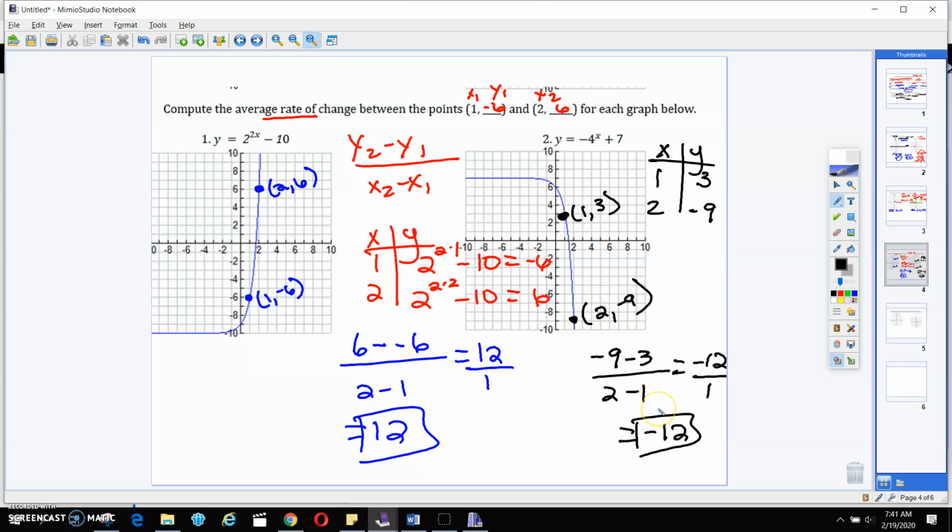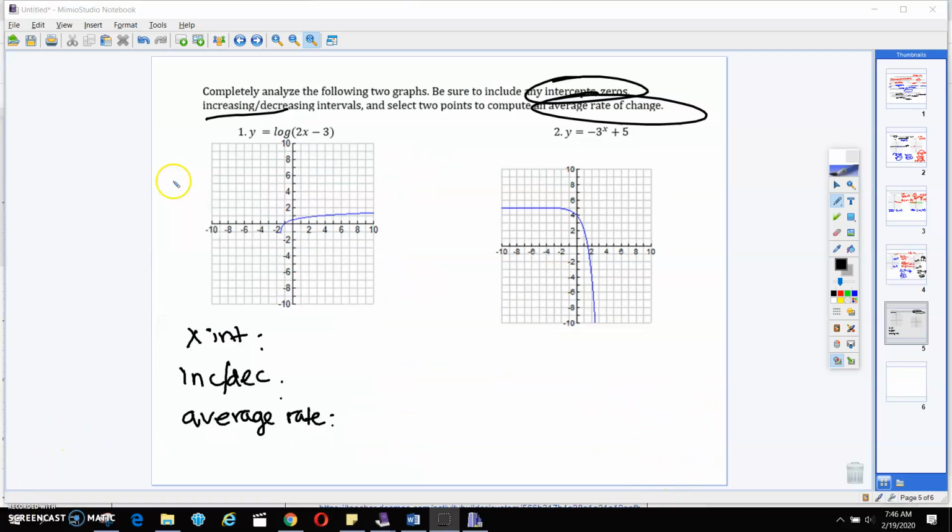Now, here's the deal. Average rate of change is supposed to be positive. This negative is telling me that my graph is going down. Okay? We're going to talk a little bit more about that, but for right now, we're just going to keep this negative 12. Okay, so we're looking for the x-intercept on this one. So it crosses at negative 1. So we're going to have an x-intercept at negative 1, 0.